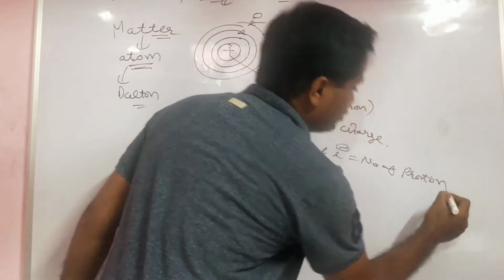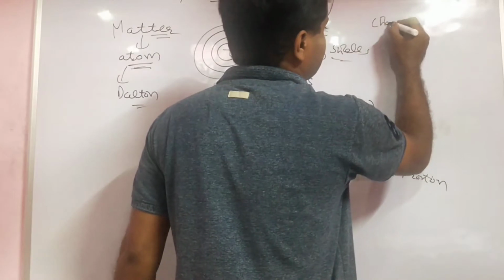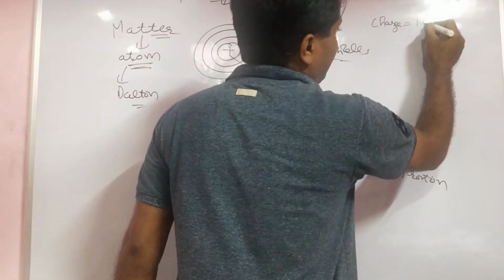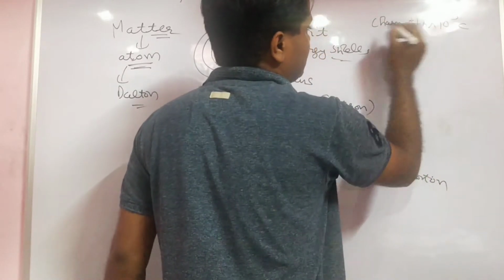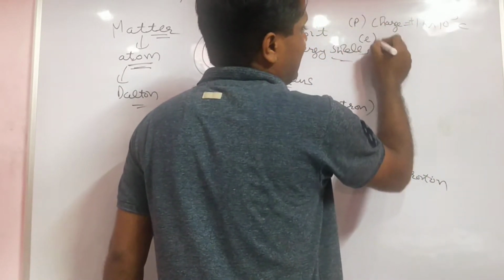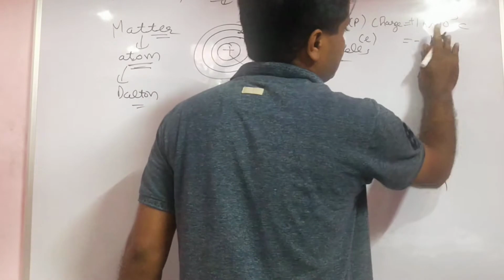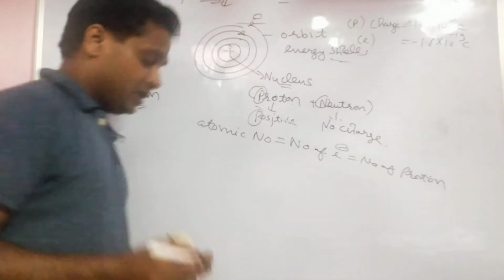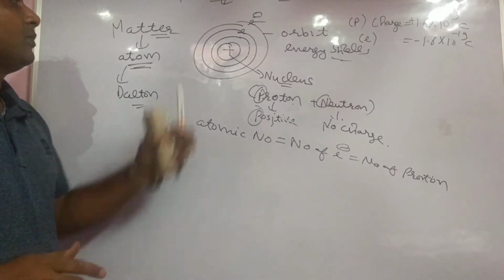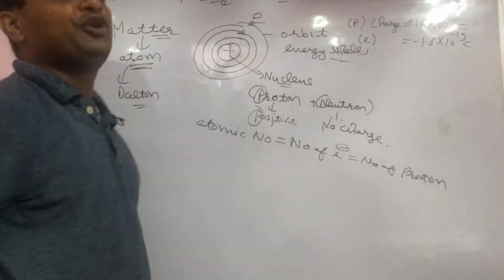What is the charge on the proton? The charge is 1.6 into 10 raised to the power minus 19 coulomb. That is plus for the proton, and for the electron, the same charge but minus. Actually, the atom is neutral in nature.